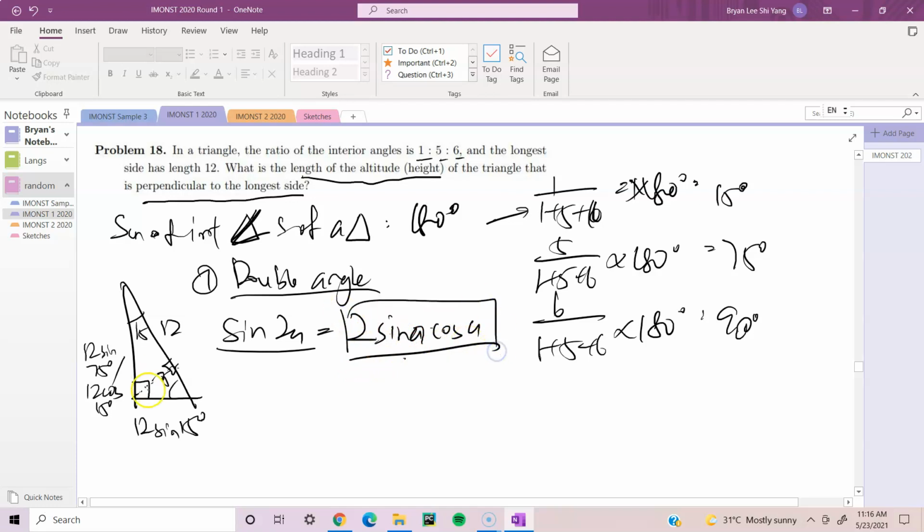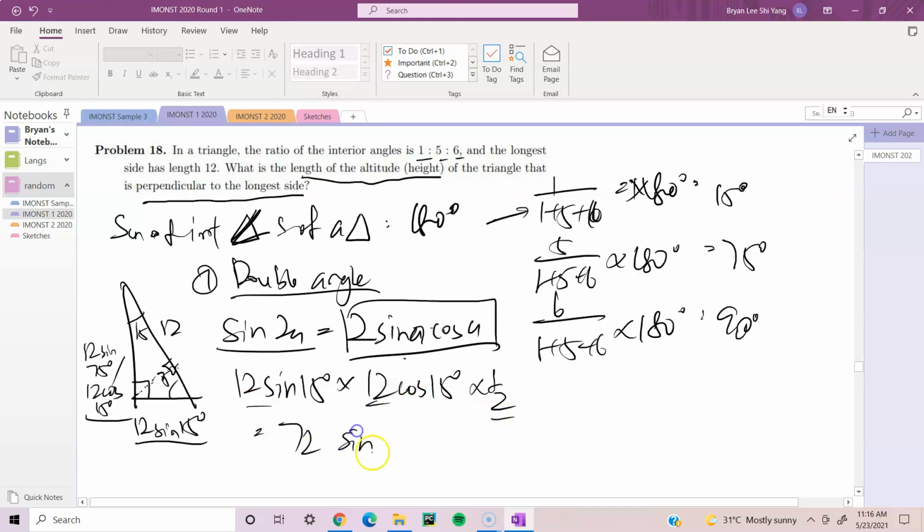So what we can do here is we use the 12 sine 15 and 12 cos 15. We know that the area is in fact 12 sine 15 times 12 cos 15, and then times a half, because this is a triangle, base times height divided by 2. We will have 12 times 12 times half would be 72, and then times sine 15 cos 15.